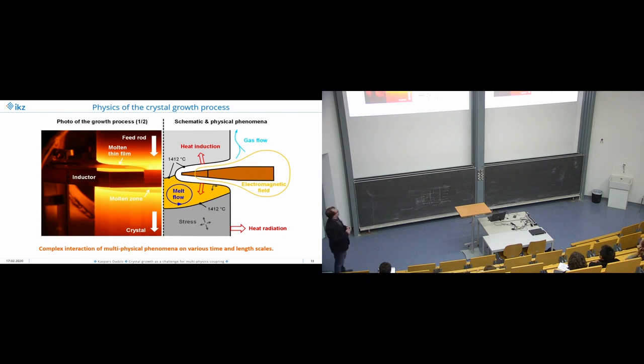And then we have, of course, heat transfer, heat conduction here in solid parts, also in the melt. We have also heat radiation. In the liquid zone, we have flow of the liquid silicon. And of course, we have some stresses also in the solid silicon. So we could say this is a multiphysical problem with complex interactions and also on many time and length scales.